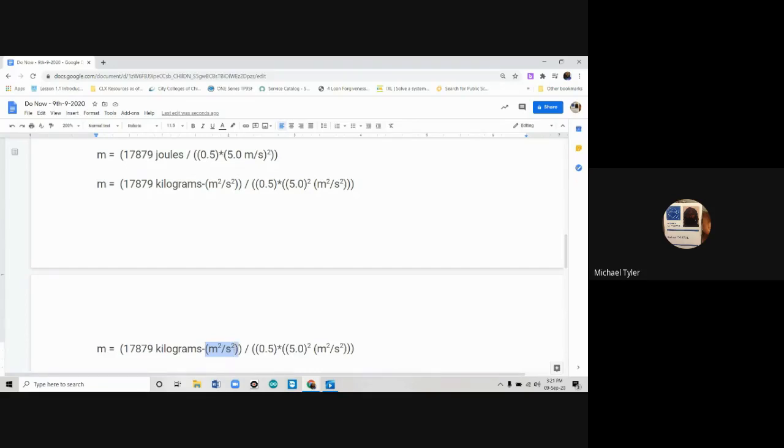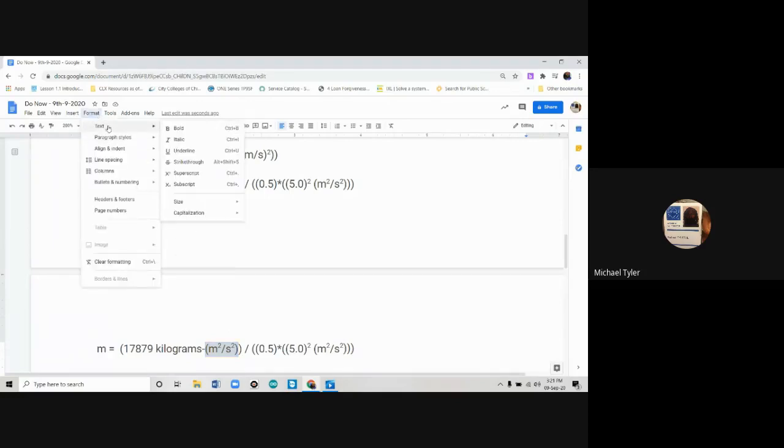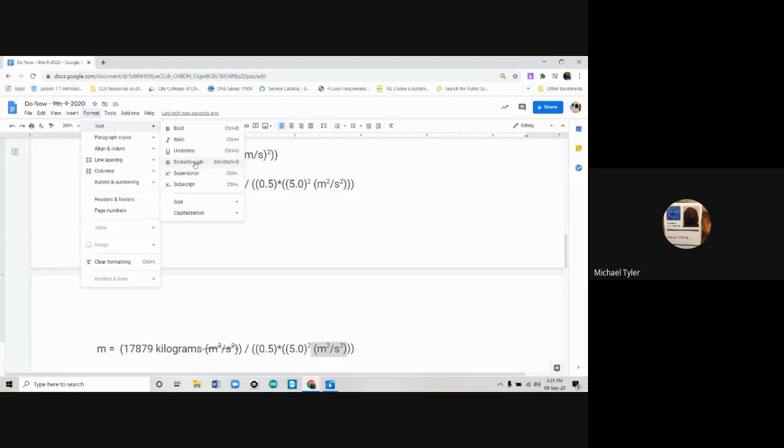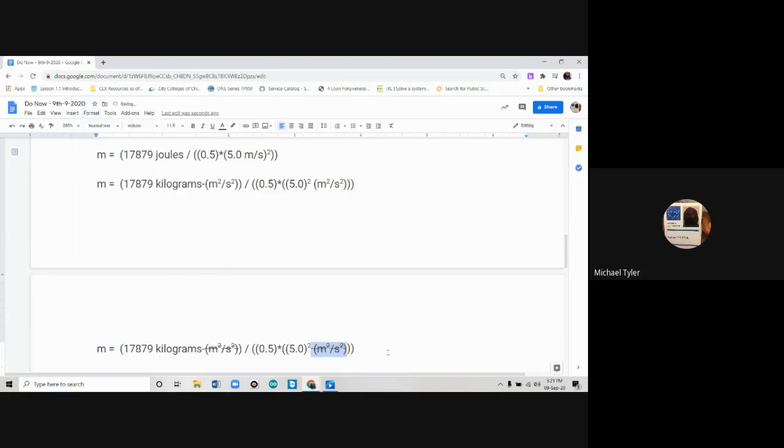With this part here, these two parts cancel, you guys. So I'm going to go to format and highlight that. And that goes away because it goes away with this one. They cross cancel. I was waiting for that cursor to move over. That's why I need a mouse probably. All right, so that's gone.